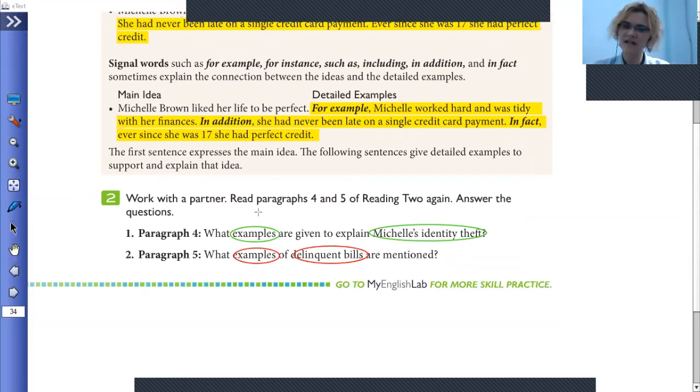What examples of delinquent bills are mentioned? Does anyone of you know what delinquent means? What is delinquent? No? It's something to do with a criminal act, a behavior or an action that is against the law, that is not right. So that's leaning into crime. Okay, so in paragraph 5, which examples do we find? Now I'm going to ask that.